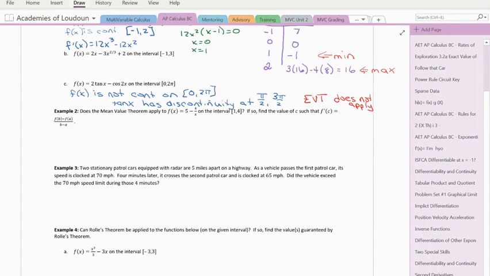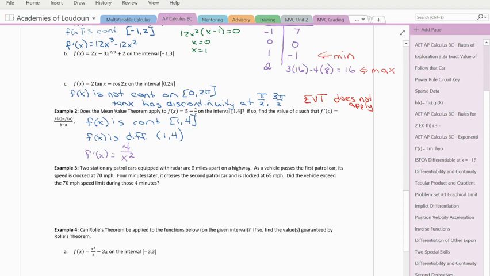Okay, so in example 2, we want to find whether the mean value theorem applies on the interval from 1 to 4. So remember, for mean value theorem, we need to state that f of x is continuous on 1 to 4. The second is f of x is differentiable on 1 to 4. If so, find the value of c such that f prime of c is equal to f of b minus f of a over b minus a.